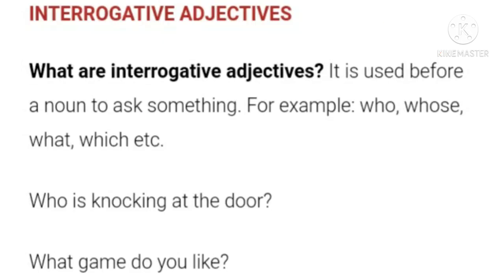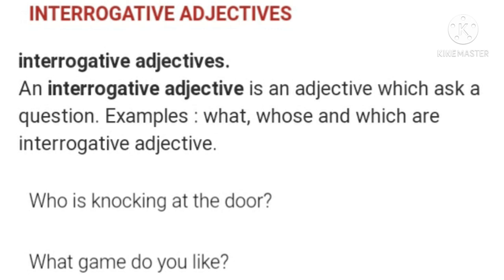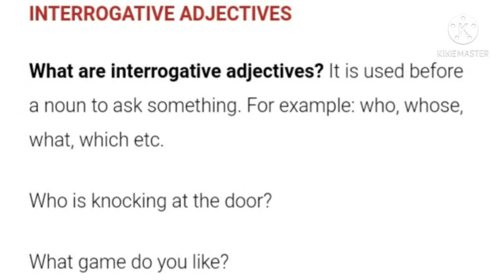Now next is interrogative adjectives. Interrogative adjectives, as the word says, ask questions about a noun or pronoun, or in relation to a noun. For example, where, what, most of the WH words. Where did Madan say he was going? Or whose book is this? Or who is knocking at the door? What game do you like? So here who, what, etc. are called the interrogative adjectives.